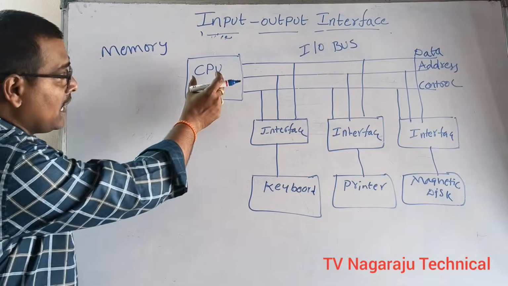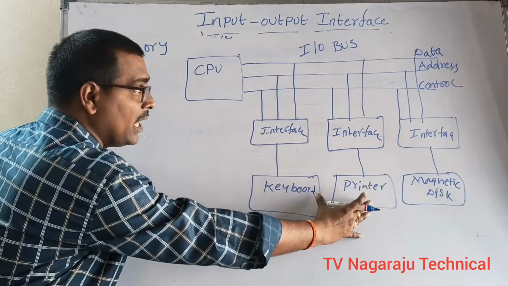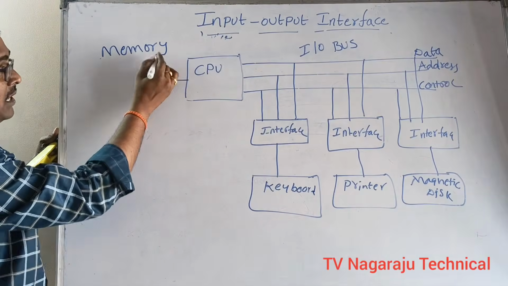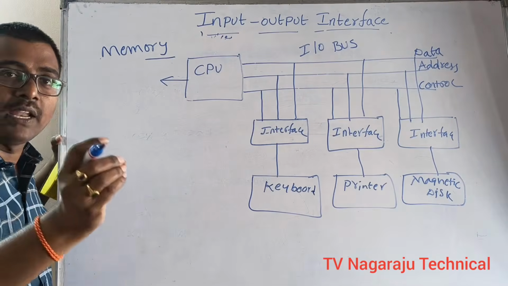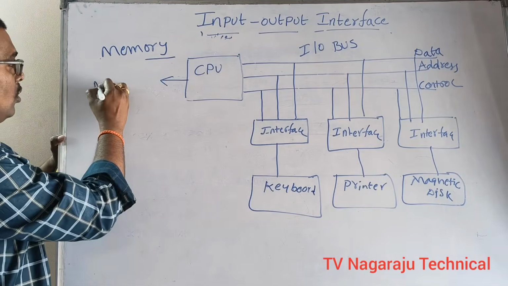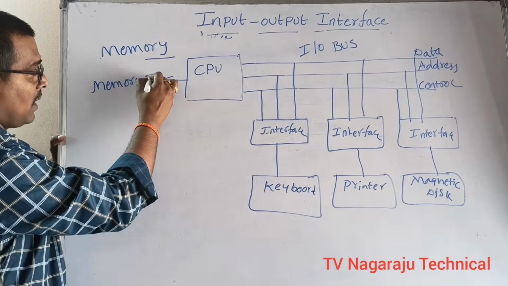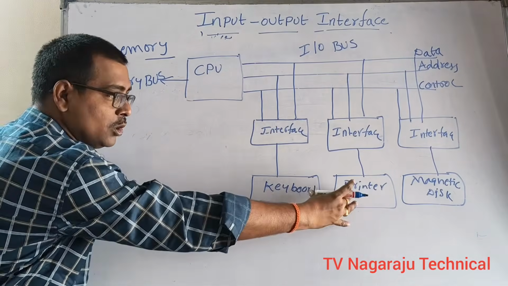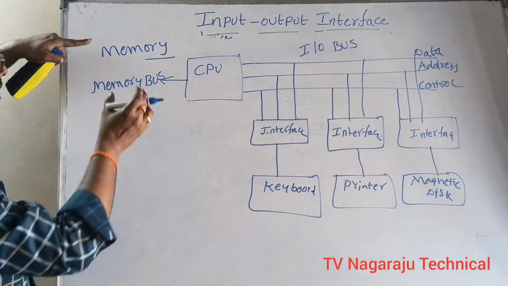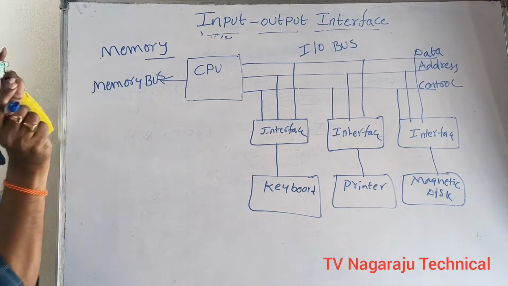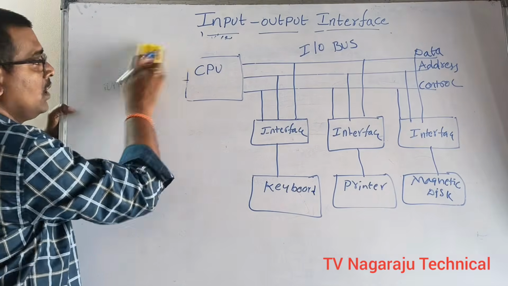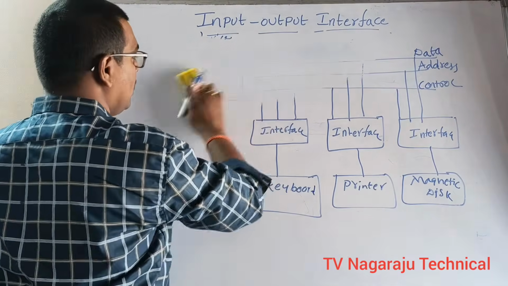That means here a CPU is connected to the IO devices through some IO bus, and the CPU is also connected to the memory devices through some memory bus. Clear the point? Along with the IO bus, which is used to connect to the IO devices, the CPU is also connected to the memory devices by using a memory bus. Okay, now move to that IO and memory.